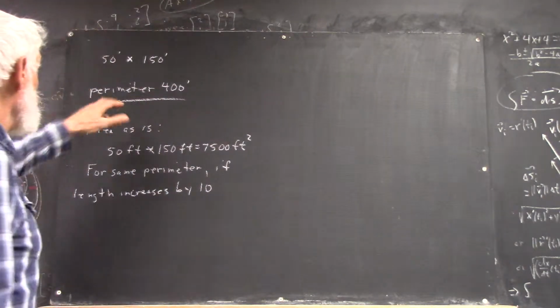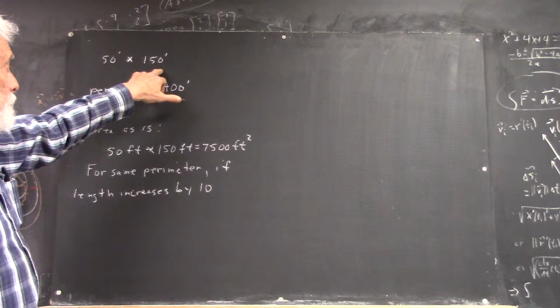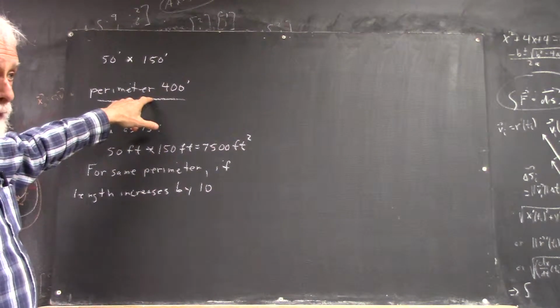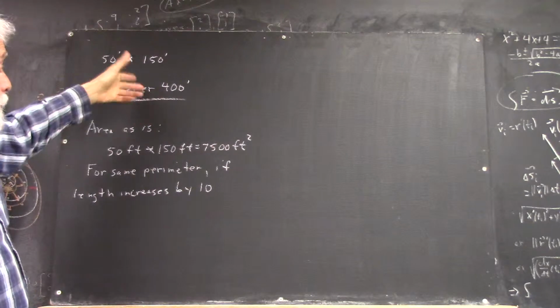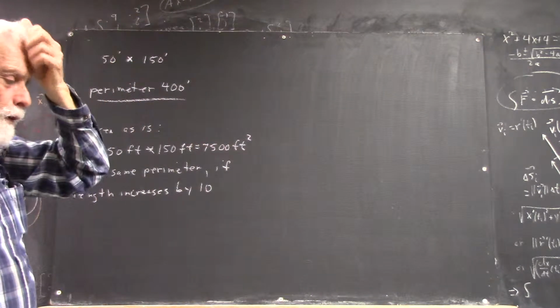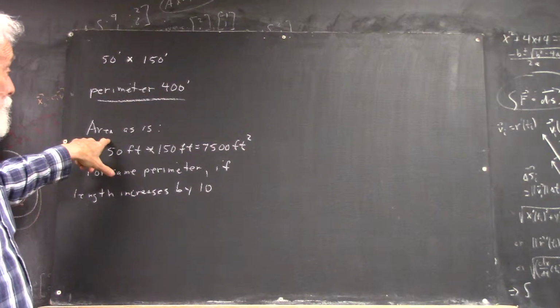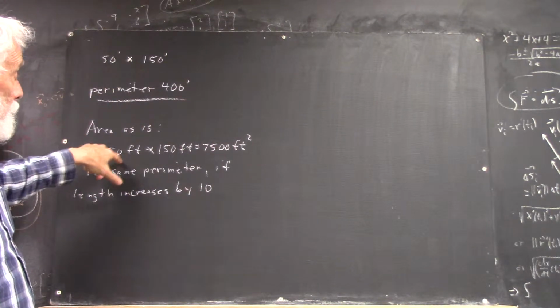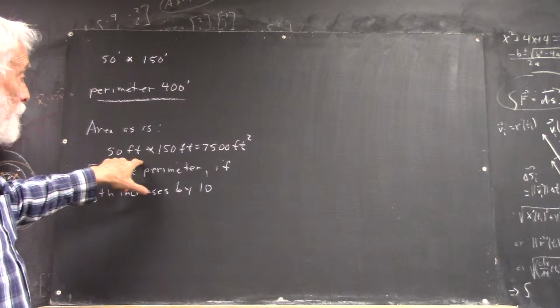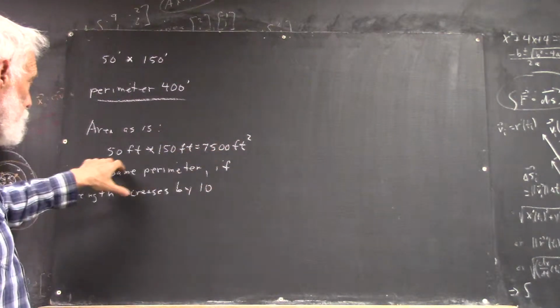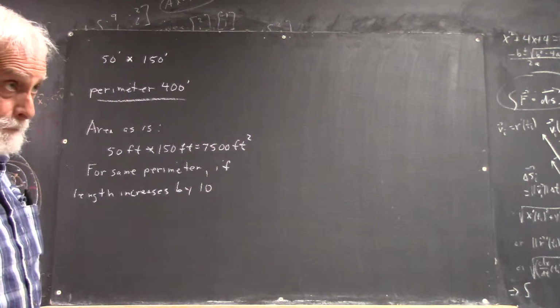Okay, so again, the problem is I have a lot 50 feet by 150 feet. We note that its perimeter is 400 feet, and if you don't know how to find the perimeter of a rectangle, look up the word, okay? The area as it is, 50 by 150 feet, is 7,500 feet squared. Feet times feet is feet squared, 50 times 150 is 7,500, okay?